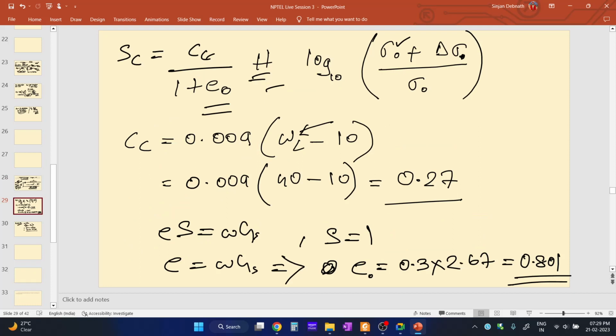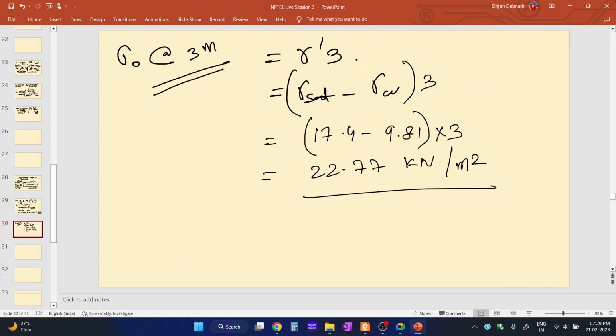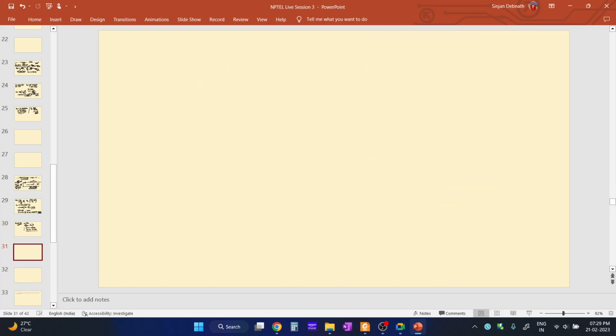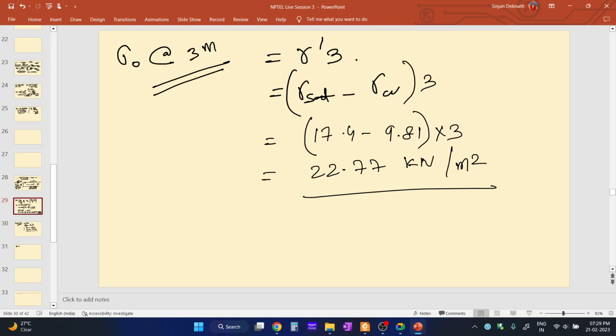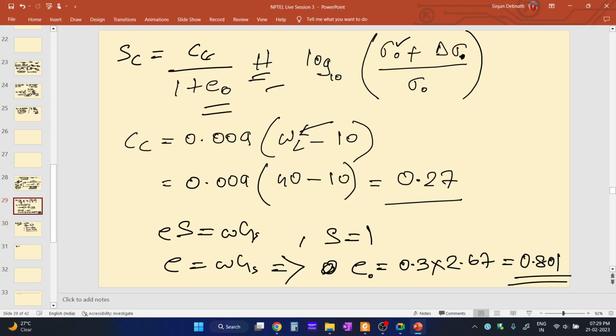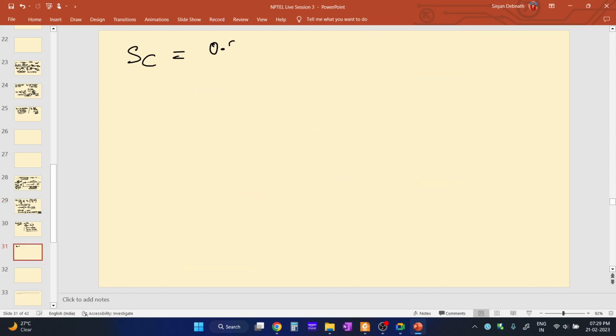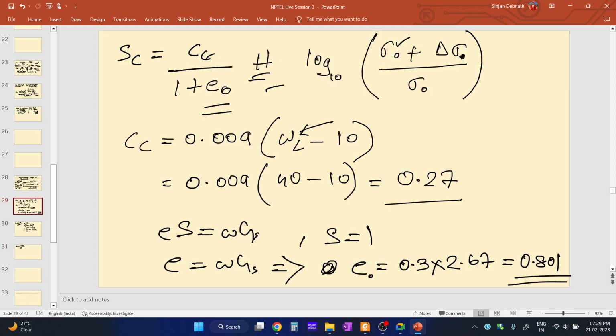So now let us input the values of all the parameters into this equation. The primary consolidation settlement, SC, will be equal to, let me write down the formula. SC is equal to Cc by 1 plus E0. What is Cc? Cc is 0.27. So 0.27 by 1 plus E0. What is E0? It is 0.801.